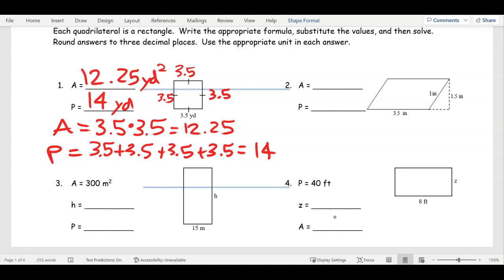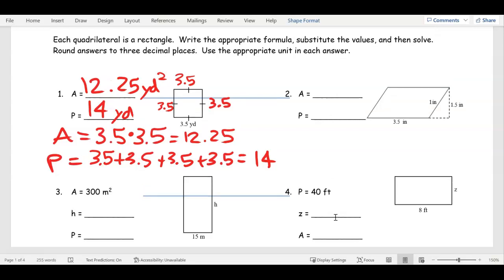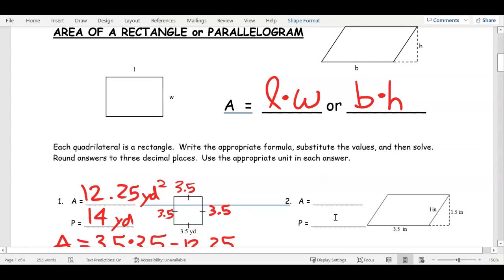Okay, here we go. Number 2. What is that shape called? What is this? Remember the song? Parallelogram. So, how do I find the area of a parallelogram? We already set it up here, okay? Base times height.